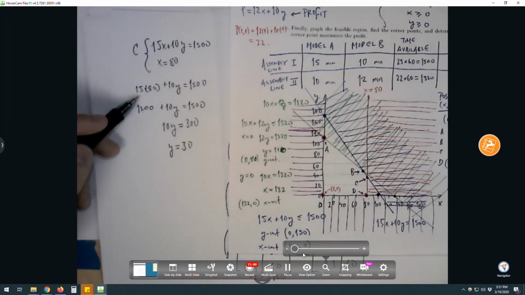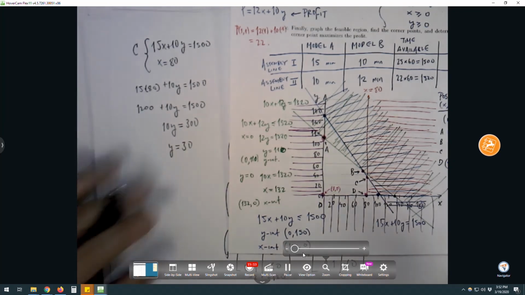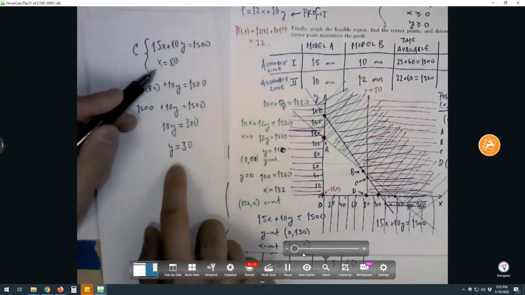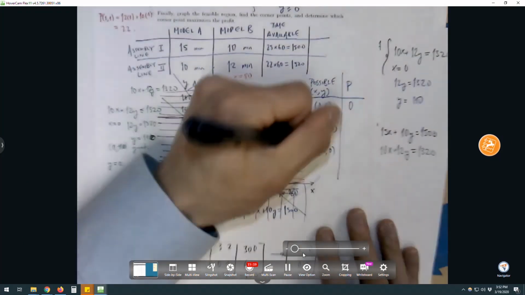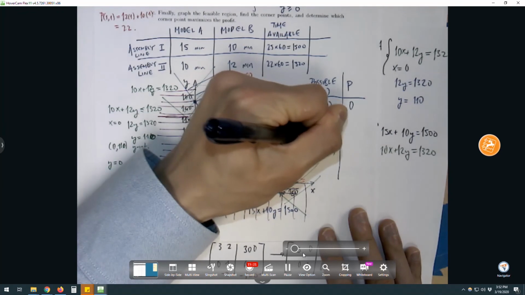Sorry, I was getting distracted. This is an easier way to do 15 times 8. 15 times 8 is the same thing as 15 times 2 times 4. So 15 times 2 is 30, so 30 times 4 is 120, and then you have a 0 here. Anyway, the point here is x equals 80, y equals 30. So we have our final point here, 80, 30.